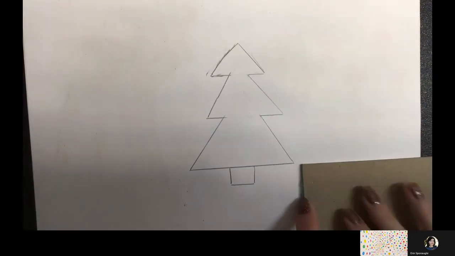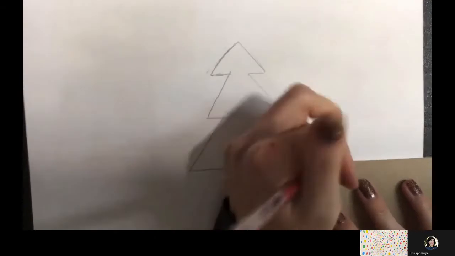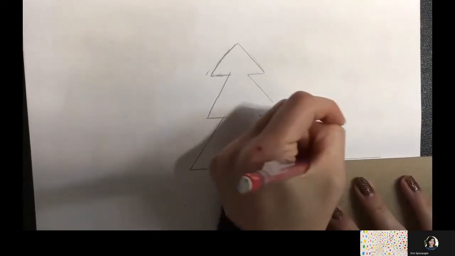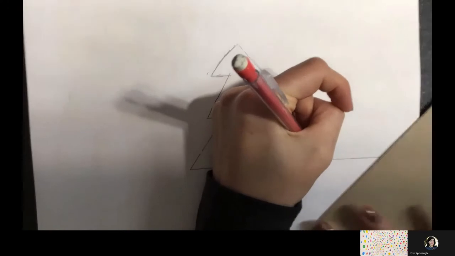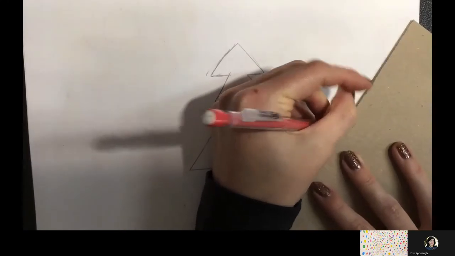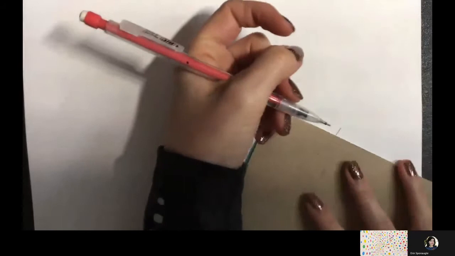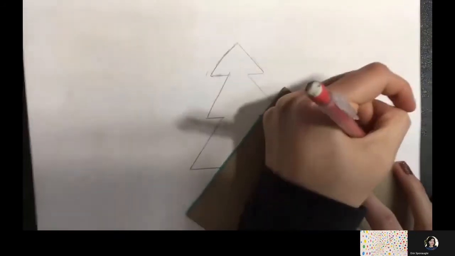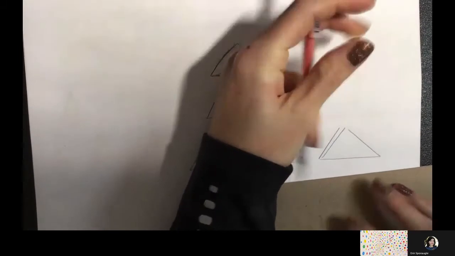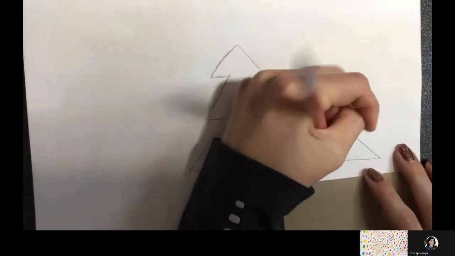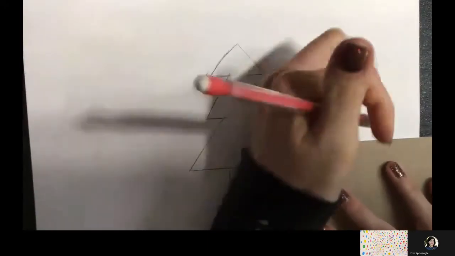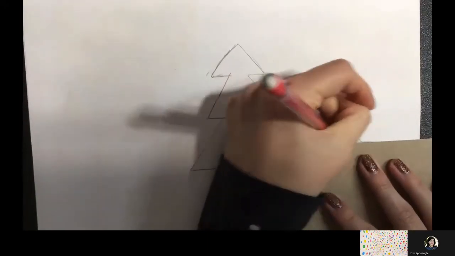Now, what you can do on either side of the tree you just made, you could make a few more. So I am going to draw a tree over to the side. Don't worry if they don't connect at the top, because you will not see it at the end. All right, so let's draw some trees. Meanwhile, while you're drawing these trees, we are going to be adding, you guessed it, some polka dots.